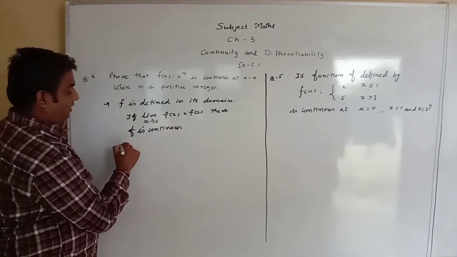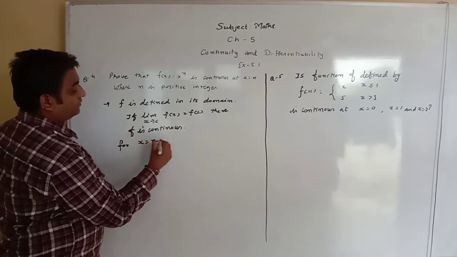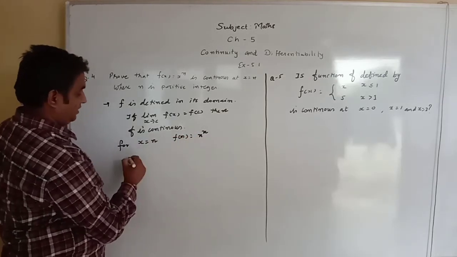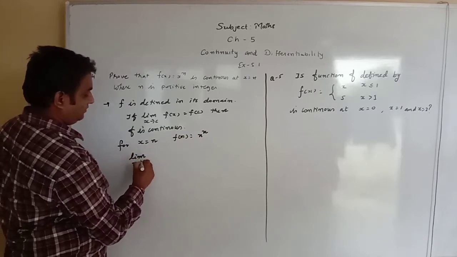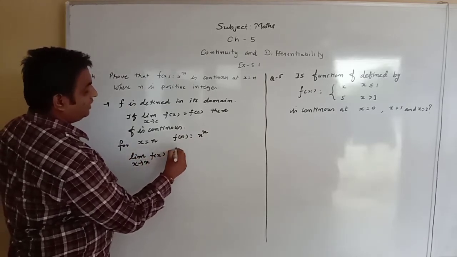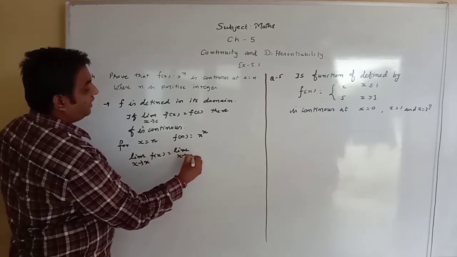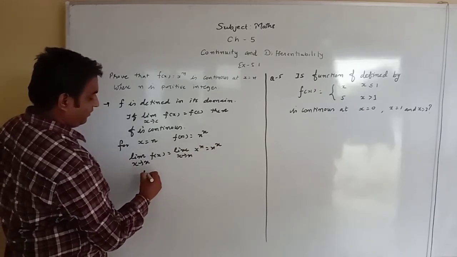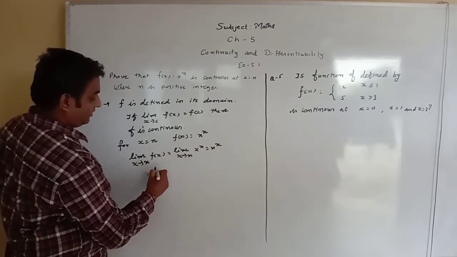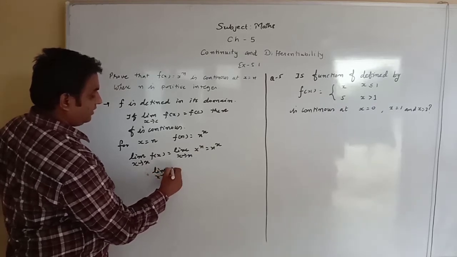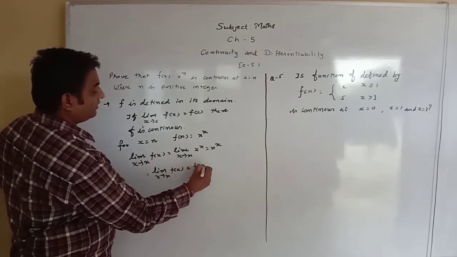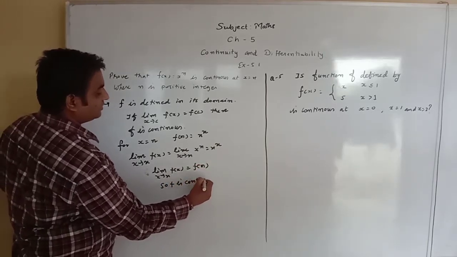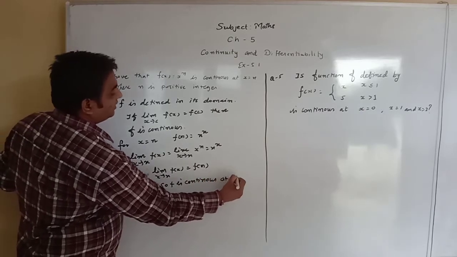So for x equals n, f(n) equals n raised to n, and limit x tends to n, f(x) equals limit x tends to n, x raised to n, which is n raised to n. And so we can say that limit x tends to n, f(x) equals f(n), and so f is continuous at x equals n.